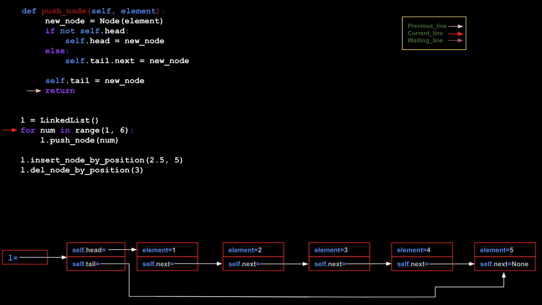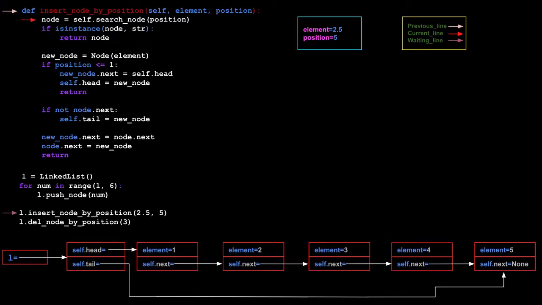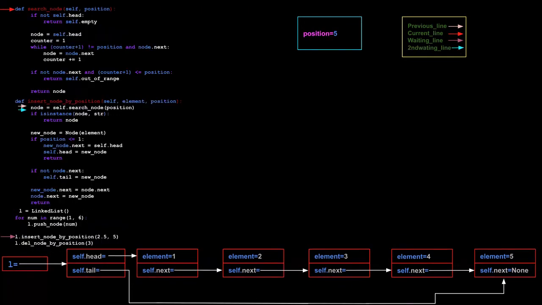And in this case, now we are at that line. Since there's nothing we can do, we go down, and here we call the function named insert node by position, and we pass an element 2.5 and a position 5. So now we're going to add a node after the node that contains element 4. So let's see that. And inside this function, we are calling another function, which is search node, and pass position, which is in this case 5.